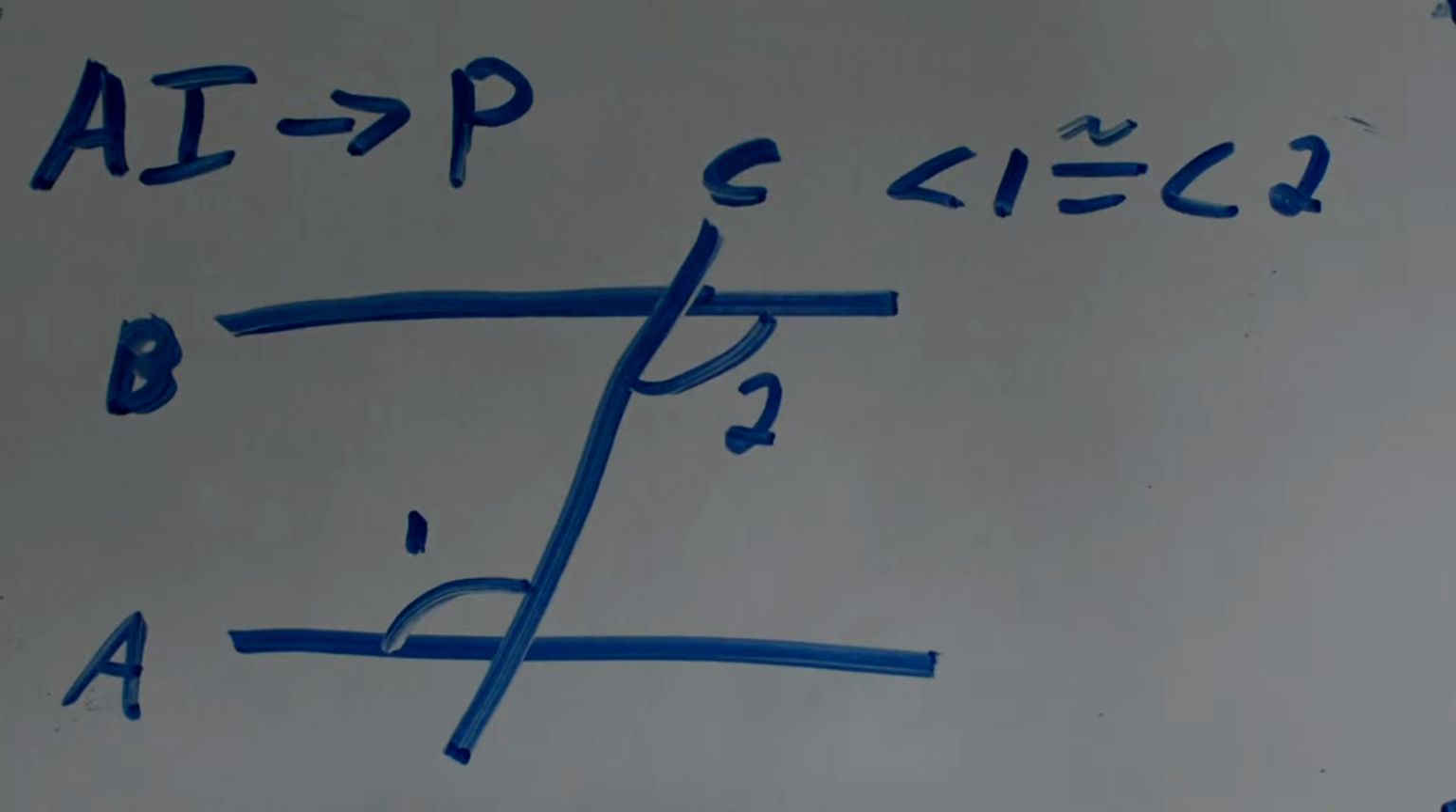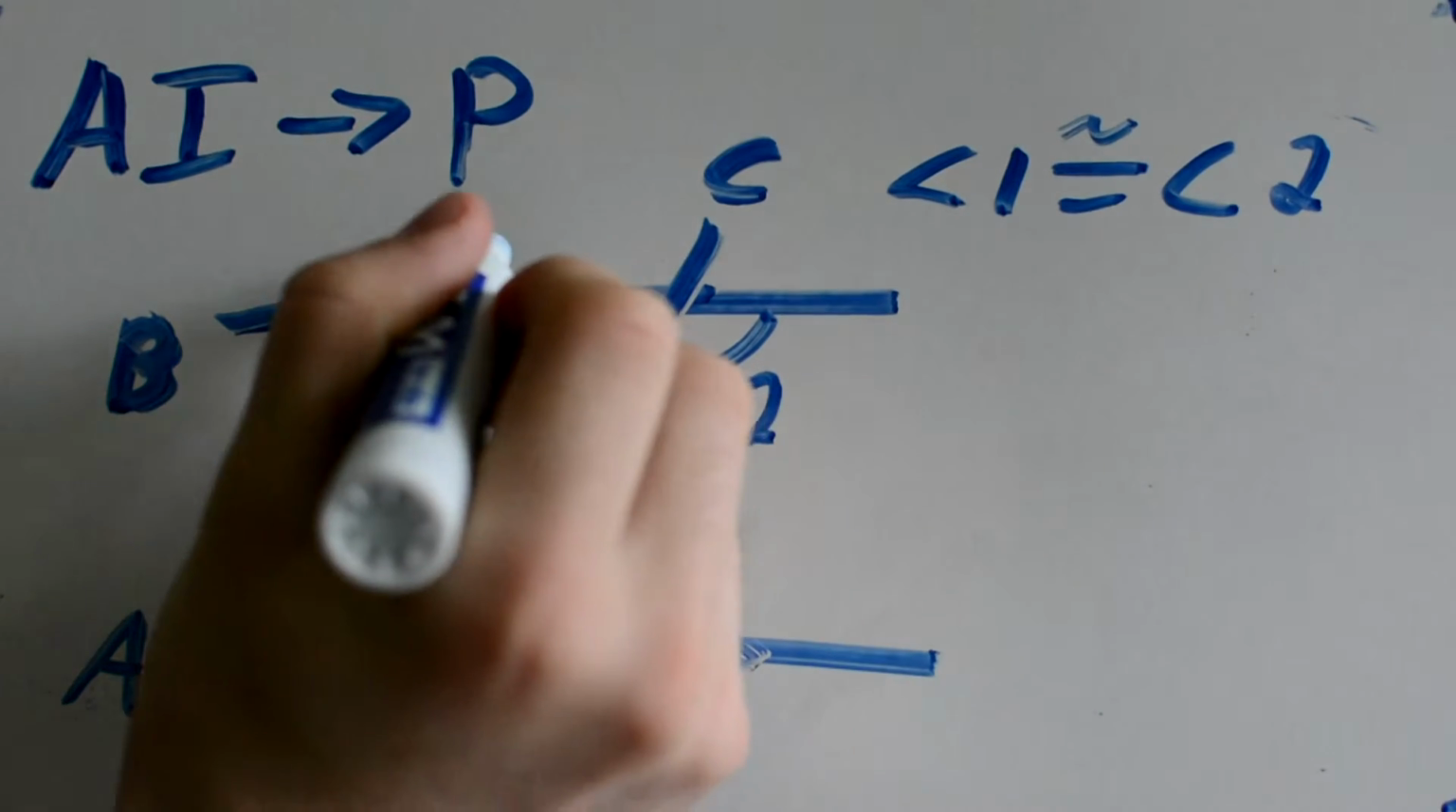The converse of this theorem is that if you know the two alternate interior angles are congruent, but you don't necessarily know that A and B are parallel, you now know that A and B are parallel if you already know that these are congruent.